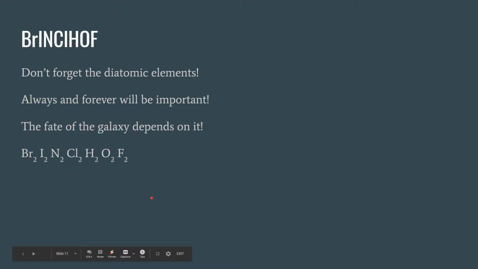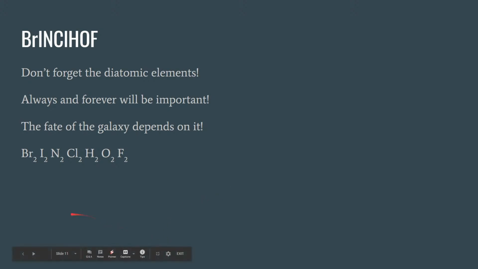So, finally, Brinkelhoff. Do not forget your Brinkelhoff, the diatomic elements. This is the majority of the nonmetals: bromine, iodine, nitrogen, chlorine, hydrogen, oxygen, and fluorine. In their pure elemental state, these guys don't exist as individual atoms. They exist as molecules, paired atoms.